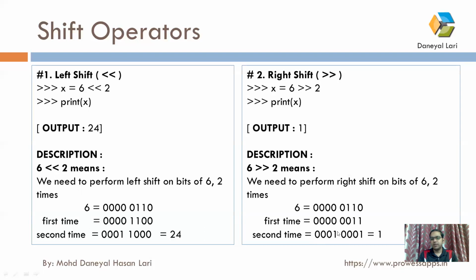Okay, this is the only one. This is by mistake, that is a typo. Okay, so this is actually 0. So you will get the answer as 1. So this is the bit pattern operation using the shift operators.